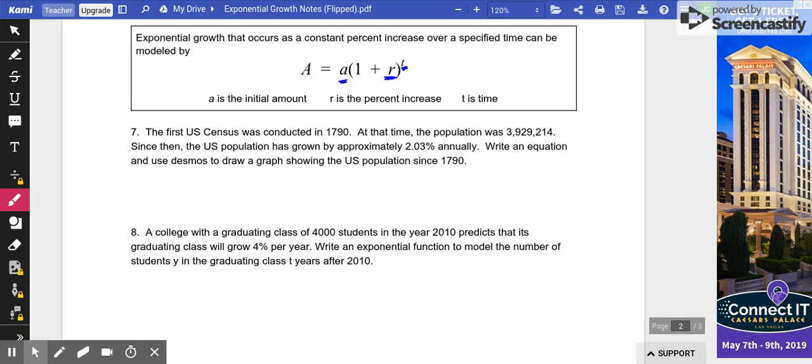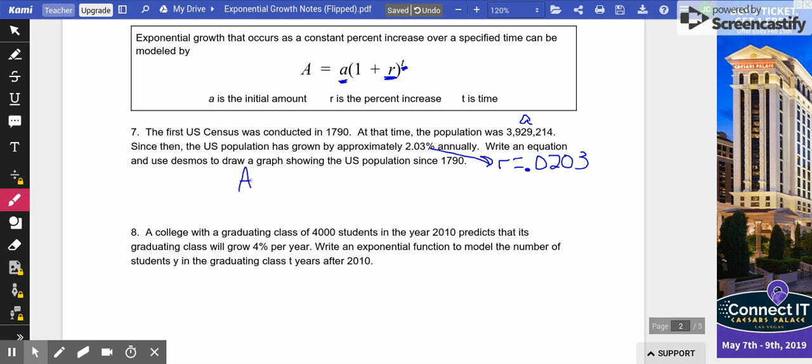So our initial amount is this 3,900, whatever. R in this case is, I don't know if I can squeeze it in here, I'll write it over here. R is 0.0203. As I mentioned before, you have to move that decimal. And now we're going to use that to write our equation.